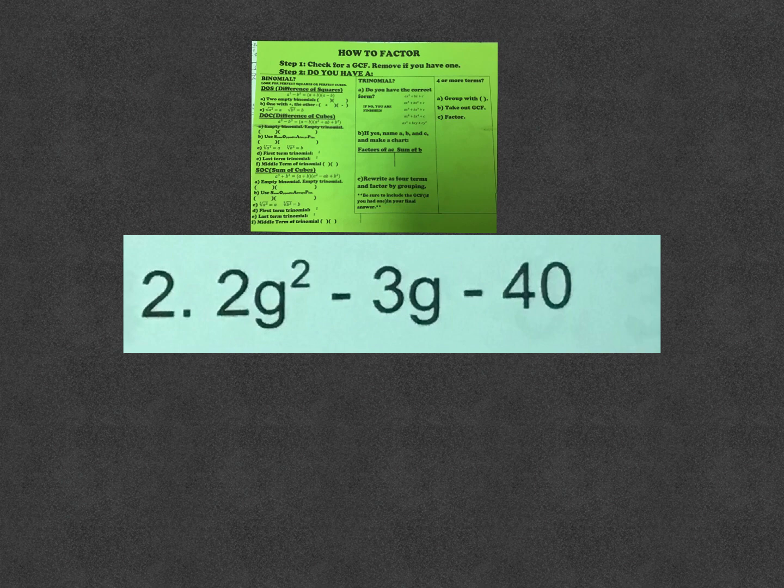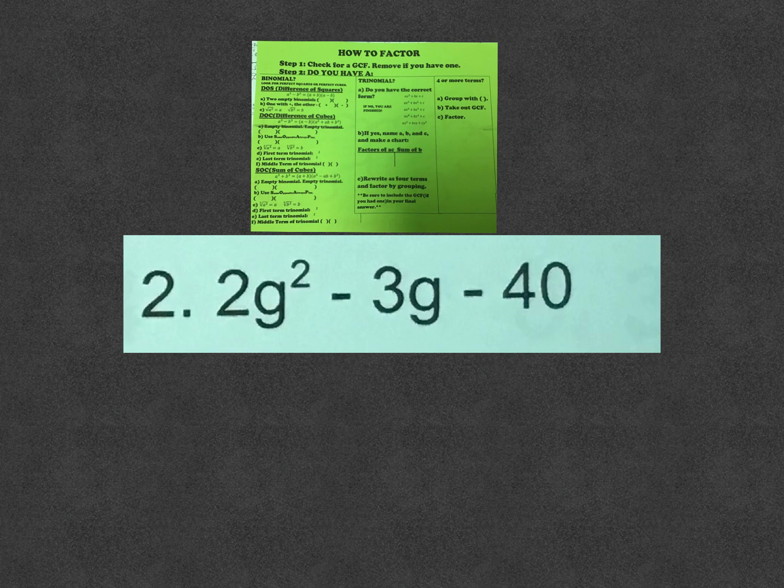Number 2, 2g squared minus 3g minus 40. Looking at step 1 above, it says check for a greatest common factor, remove if you have one. If you understand what it means to have a greatest common factor, you may want to fast forward through the next couple of minutes. I want to go through again what I mean by greatest common factor. If you don't understand, I encourage you to listen carefully and write down what I write down so that you can understand what it means by greatest common factor.